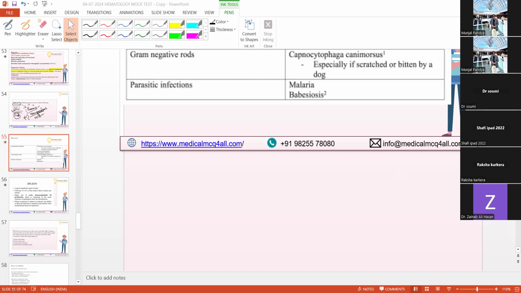We can just imagine, we can just guess what will happen when PT increases or PTT increases, when hemophilia is there, when von Willebrand is deficient. We can just make it out easily. That's the story. Okay, sir.